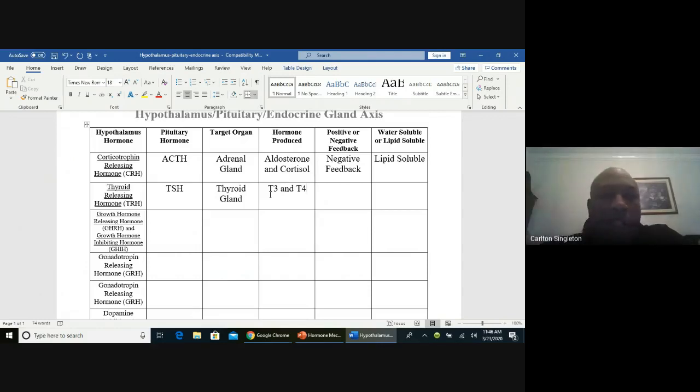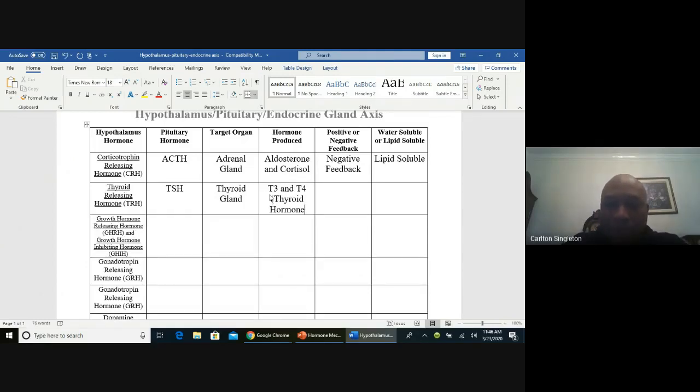So T3 and T4. These are both thyroid hormones. They're the exact same thing. The only difference between T3 and T4 is that T3 has 3 iodines, T4 has 4. T4 is more common in the body. T3 is more physiologically active. What does that mean? It stimulates the cells better, basically.